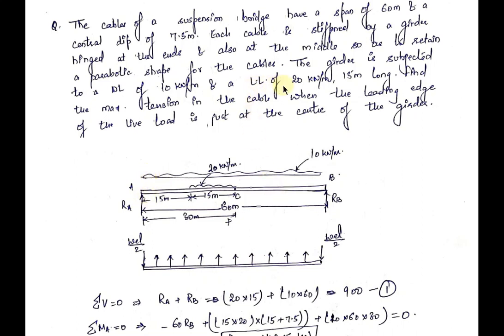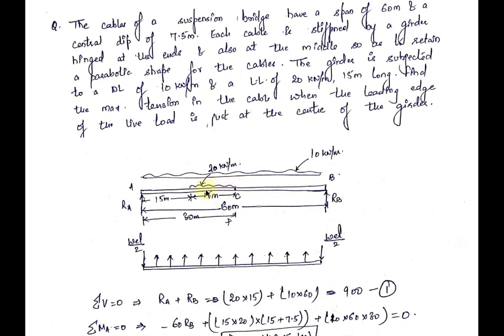The live load is given as 20 kilonewton per meter and the length of the live load is given to be 15 meters. Now we have to find out the maximum tension in the cable when the leading edge of the live load is just at the center of the girder. The leading edge means the front edge of the UDL of the live load.